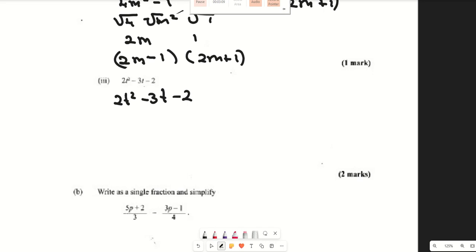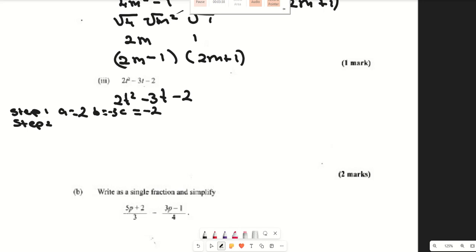So again, step 1, identify what is a, what is b, and what is c. A is the coefficient of the term that is squared, which is 2. B is the coefficient of the term t, in this case minus 3, and c is your term by itself, which is minus 2. Right?